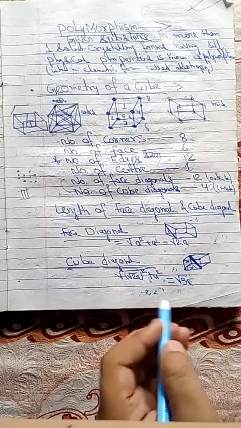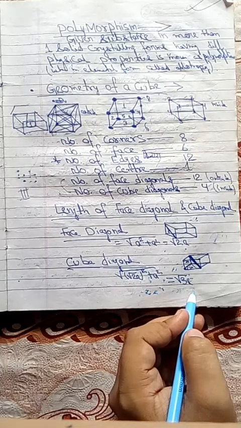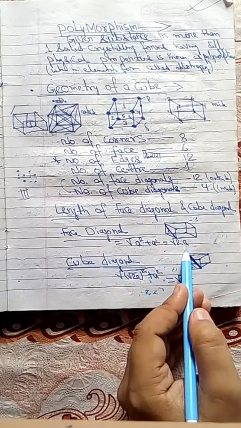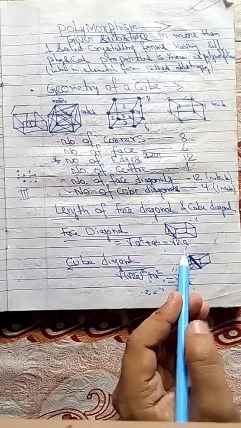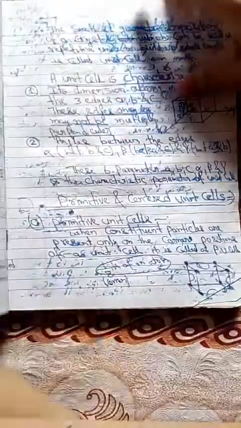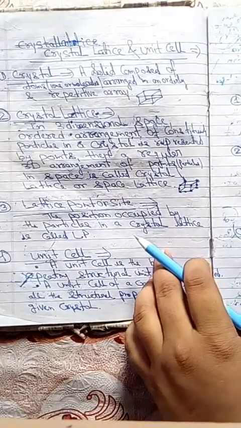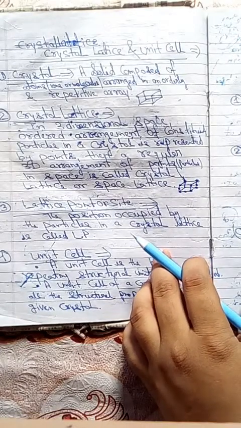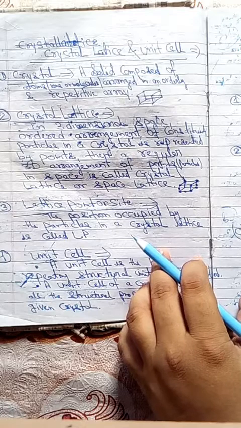So the cube diagonal length is root 3a, while that of the face diagonal will be root 2a. Now we are proceeding to the next part, that is crystal lattice and unit cell. So what is crystal lattice?